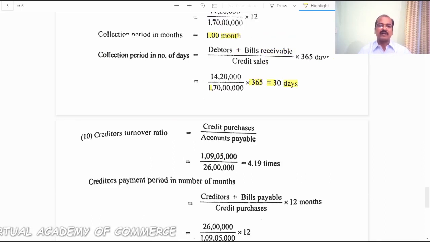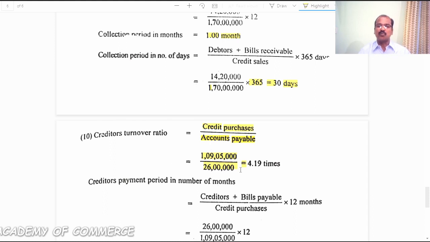What about the next one? Creditors turnover ratio, credit purchases divided by accounts payable. This is supposed to be average accounts payable. In the absence of opening accounts payable like opening creditor and opening bills payable, you can take closing creditors and closing bills payable. That is what is collectively named as closing accounts payable. In the absence of information about cash purchase and credit purchases separately, you can assume the total purchase as credit purchase. That is what is done here also. So 1 crore 9 lakh and 5,000 rupees divided by the closing accounts payable 26 lakhs is equal to 4.19 times.